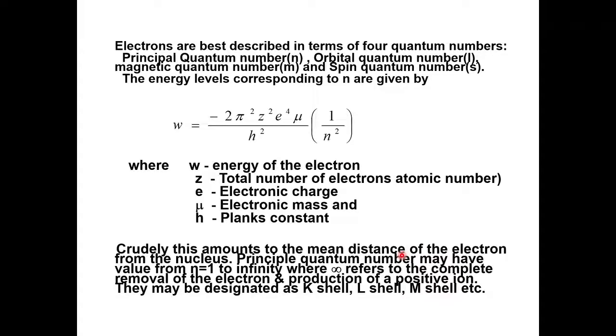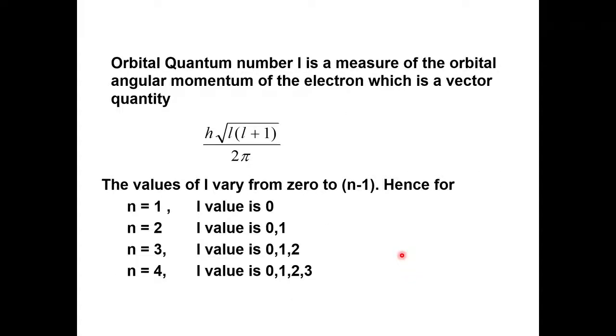They may be designated as K shell, L shell, M shell, etc. The orbital quantum number L is a measure of the orbital angular momentum, because the electron is precessing around the nucleus.